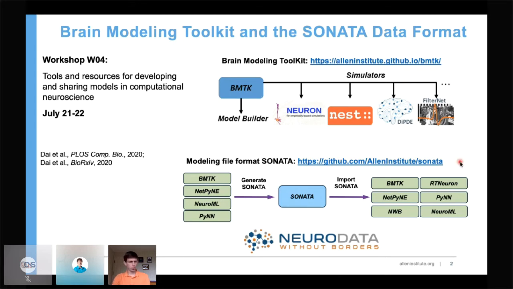So just like the models that I'm going to present are freely available, the tools are as well. So here on this GitHub page, you can download them. They are open source. You can modify them for your purposes as you like. And the tools are the Brain Modeling Toolkit, which is the software for building and simulating the models, and another one is the file format Sonata, which is an efficient way of storing model and simulation information, so that we can share it with the community between different labs.